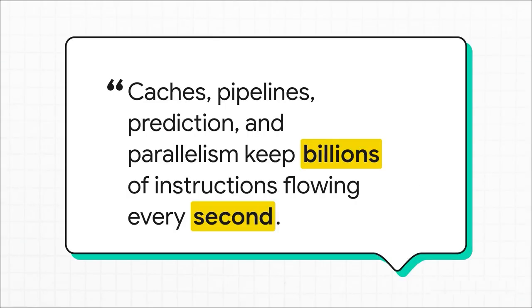So you see, feeding a modern CPU isn't a simple read and run process anymore. It's this incredibly complex dance of caches, pipelines, prediction, and parallelism, all working together to keep billions of instructions flowing every single second. So the next time you see a loading screen, you'll know it's not one thing happening slowly, but a symphony of billions of tiny operations firing in perfect harmony.